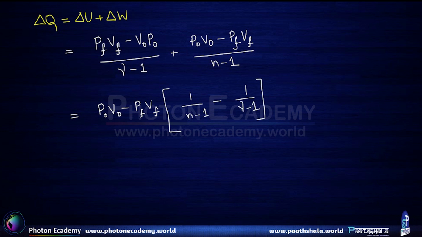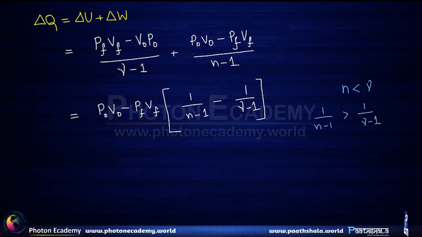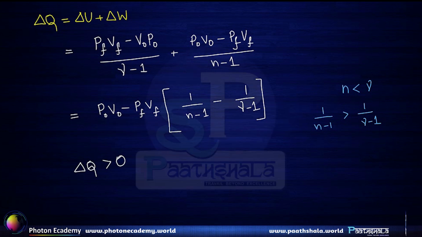Initially, from the slopes of both the curves, adiabatic and the actual process, we have found n is less than γ, and if n is less than γ, the term 1/(n − 1) would be greater than 1/(γ − 1). As 1/(n − 1) is greater than 1/(γ − 1), ΔQ is going to be positive. So ΔQ being positive means that heat is supplied to the system for going from the initial state to the final state.